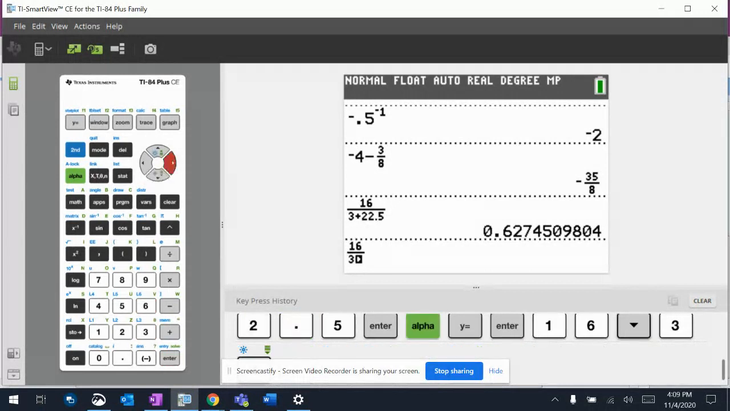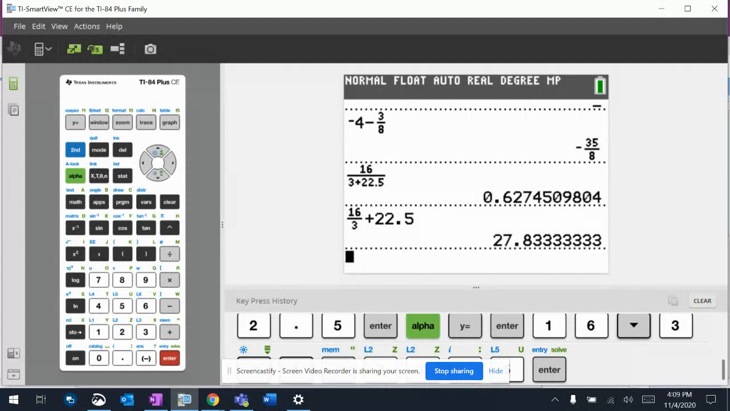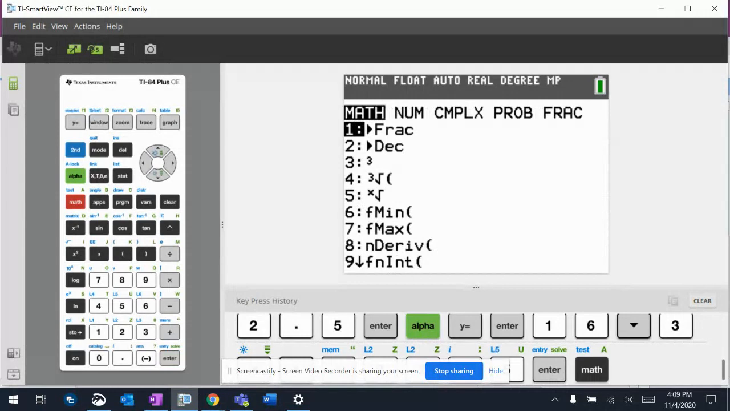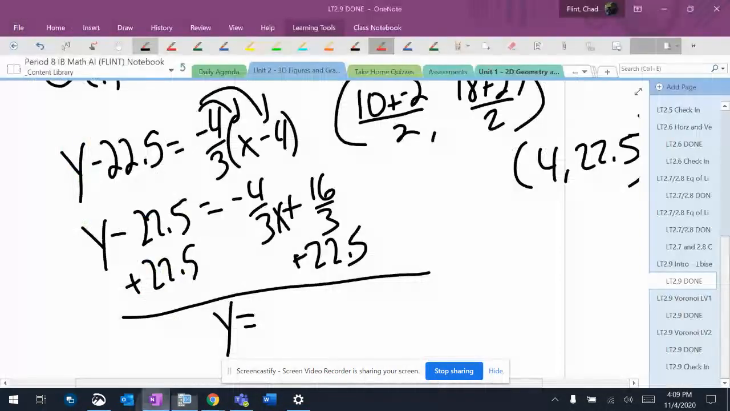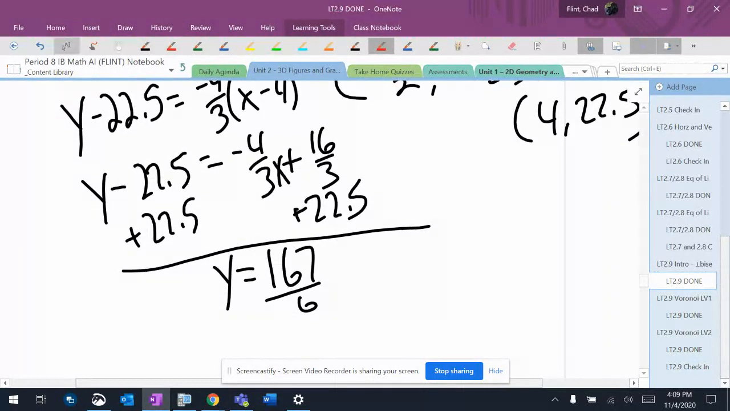16/3 plus 22.5 is 27.83 repeating, all right, which is not what I want to do. So I'm going to hit the math button, I'm going to hit the fraction button, and I'm going to hit enter, and it's 167 over 6. So I didn't add that right in my head at all. 167 over 6. Yeah, that's definitely not the way to write that.